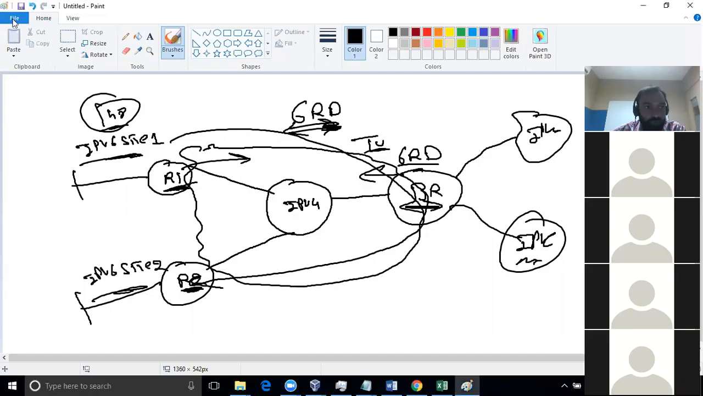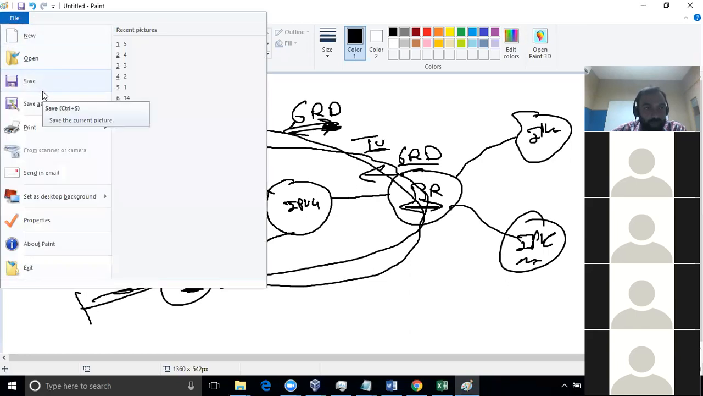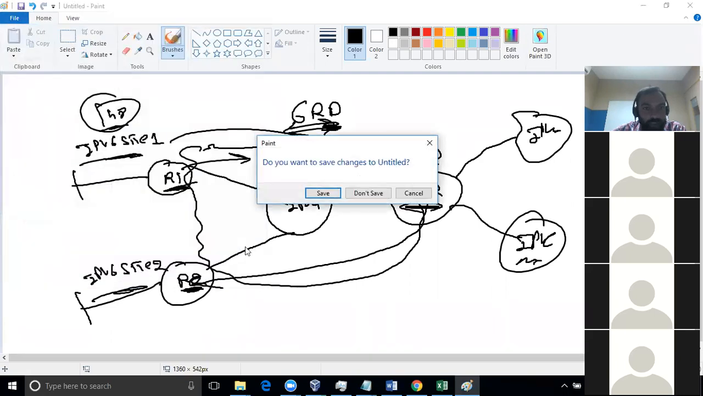Topology. Next example is nat64. So why do you need a nat64 in IPv6?